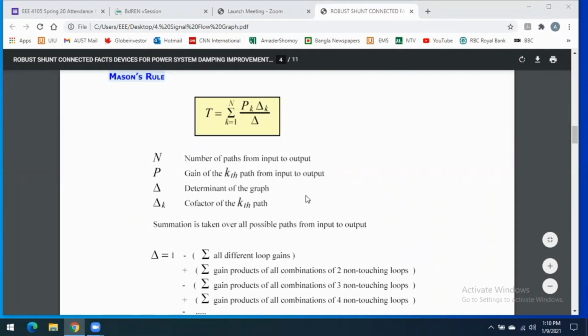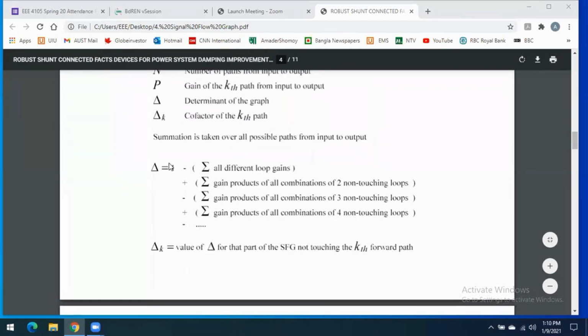Okay, and then I told you this is the path gain, and this is the system determinant. This is very useful. This is the important part. Once you understand this, it is not a big problem. I explained this to you. So delta is this formula, and you have got to remember this.